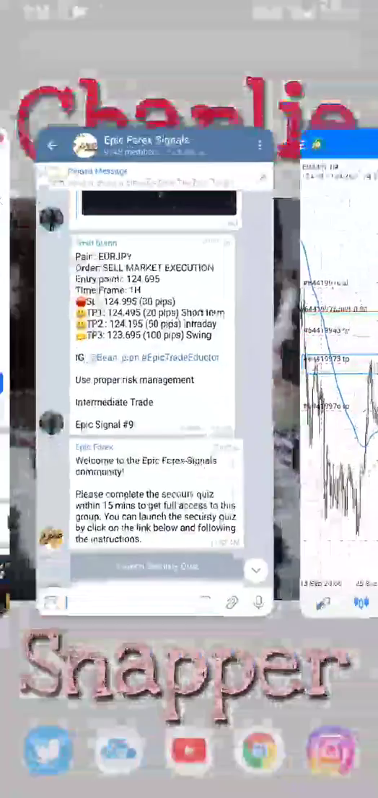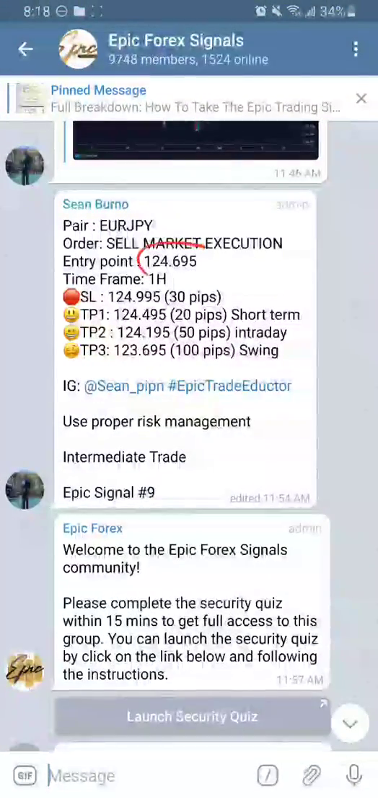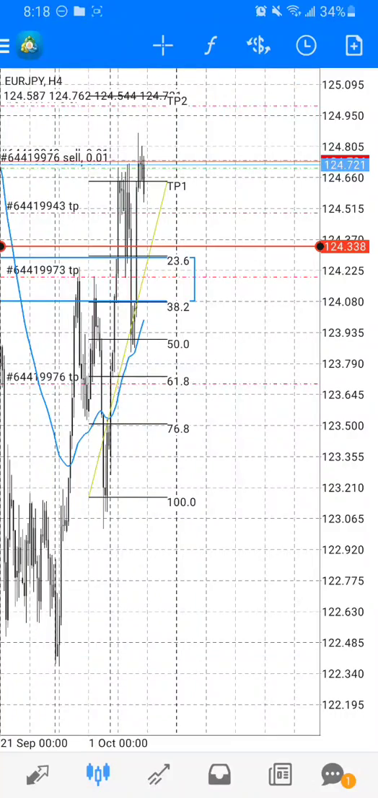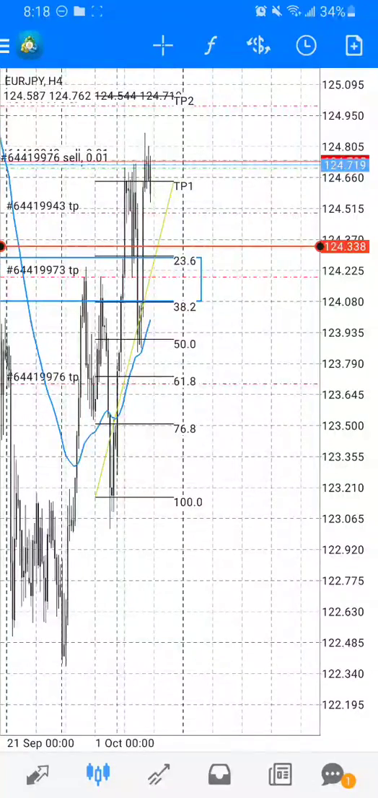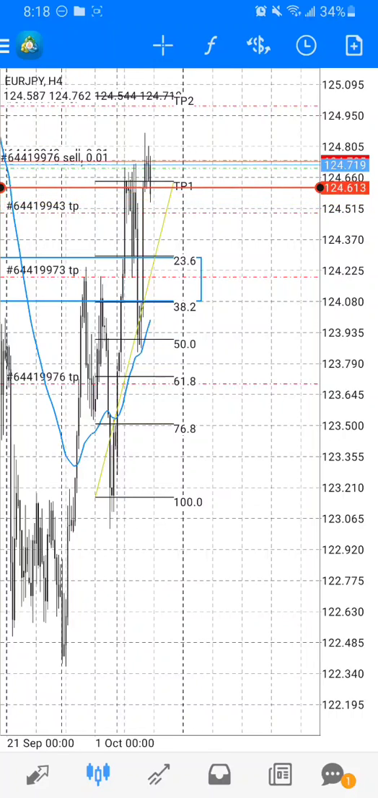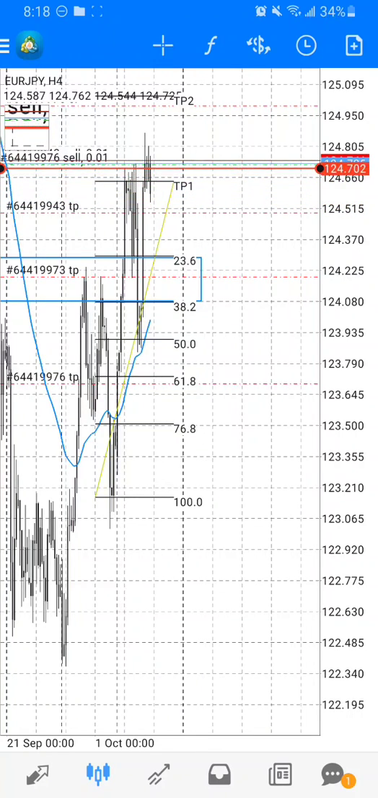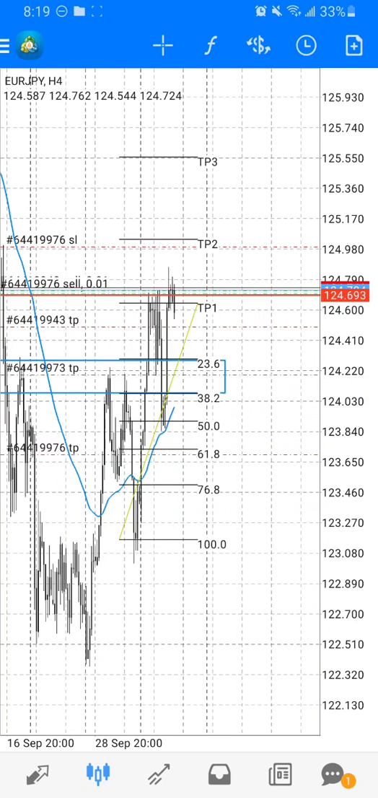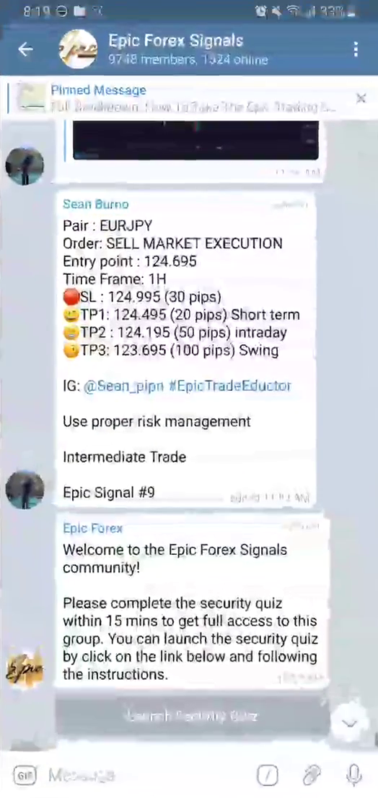All right. If you want to use the entry point as a reference here, you can go ahead and put in your horizontal line like that. Drag it to 124, what was it, 695, and there you go, around that level. So you can see that our entry point is right above where the entry point was for that signal. All right, and that's how you would place the trade from the signals here.